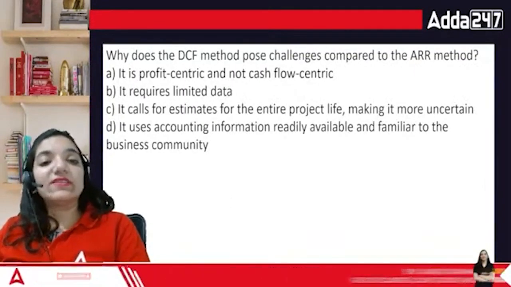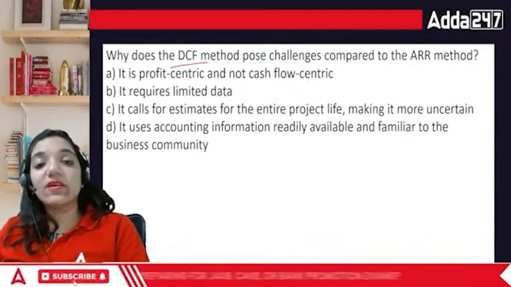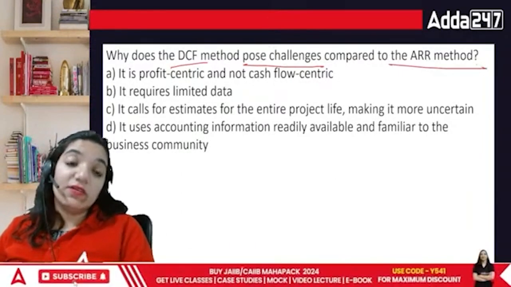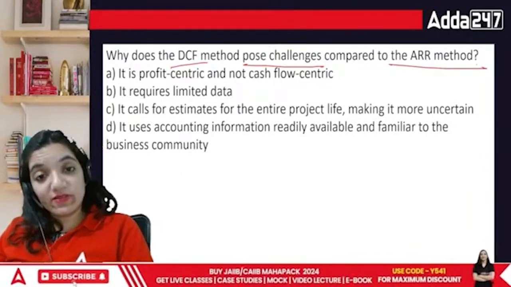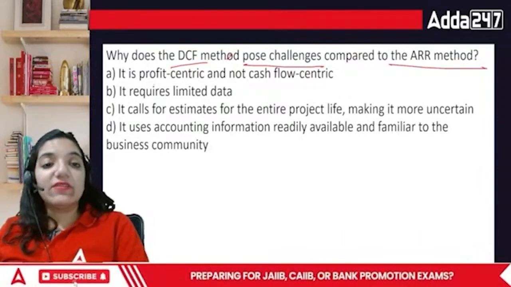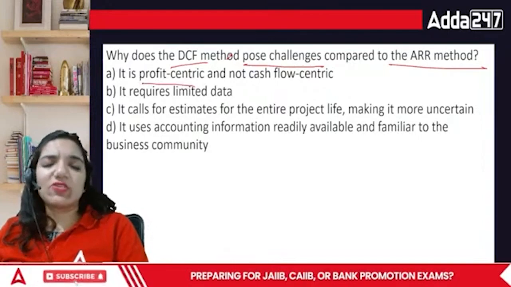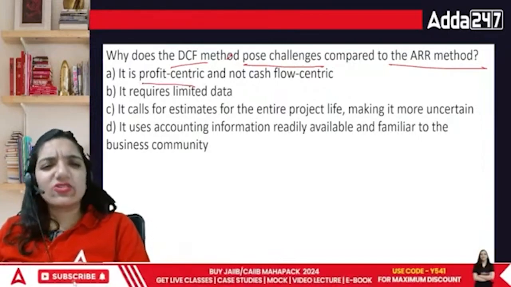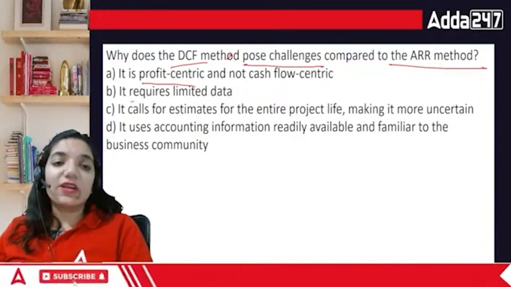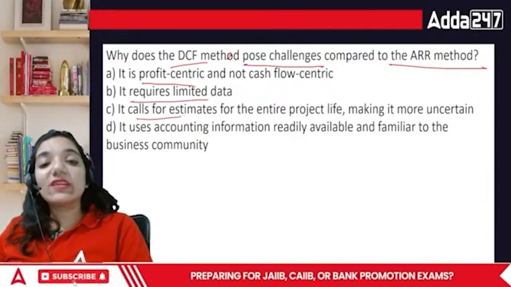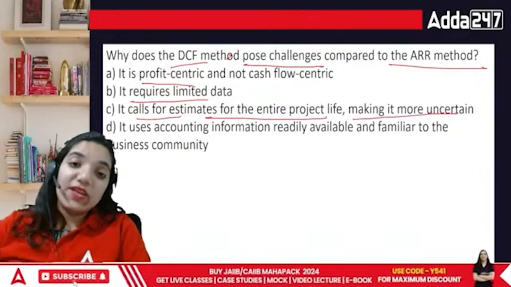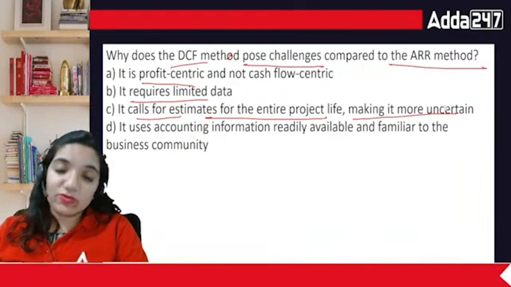Then why does the discounted cash flow method pose challenges compared to accounting rate of return? Discounting cash flow is basically a difficult topic as well. It requires major calculations. Then it is profit centric and not cash flow centric. It is actually based upon time value, so it is not about profit or cash flow. It requires limited data. It calls for an estimate of the entire life, making it more uncertain because you are giving an estimation of what will happen in the future.